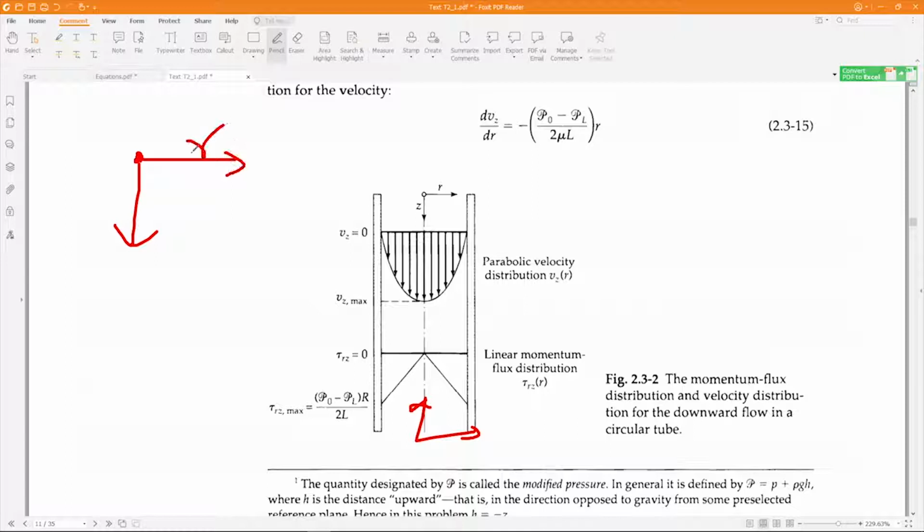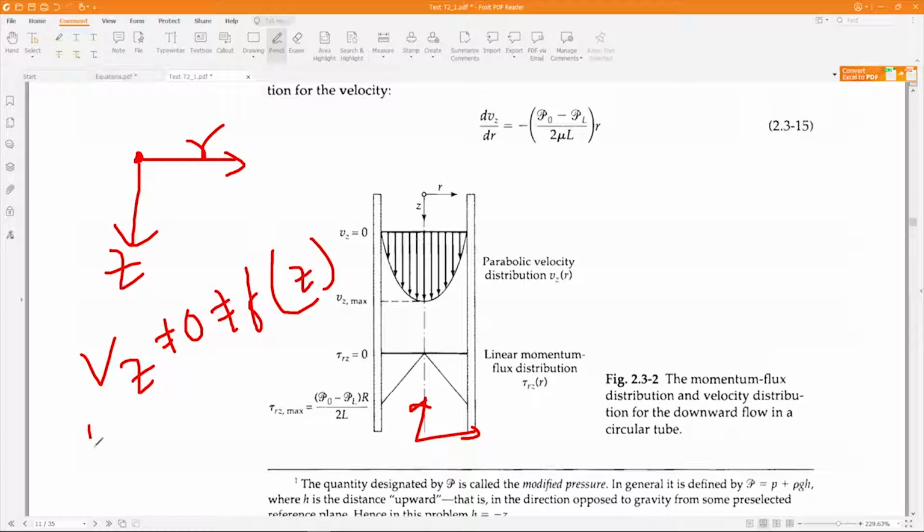So this is R, this is Z. Fluid is flowing in the Z direction, so Vz is not equal to 0. Since it is a fully developed flow, it is not a function of Z in this direction, but Vz will be a function of the radial direction, right? That's how momentum gets transferred. So it will be in the direction of R.